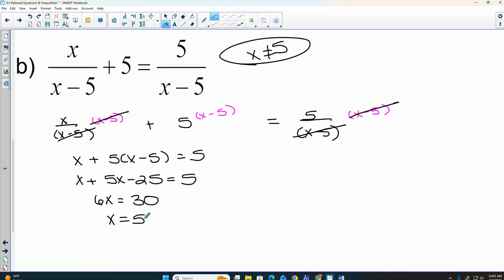Right. What's wrong with that? It's not allowed. We said x can't be 5, so what does that mean my answer is? That's why you need to be checking. You might get that for an answer, in which case we know it can't happen. It's no solution. All right. Any questions there? Let's keep practicing.